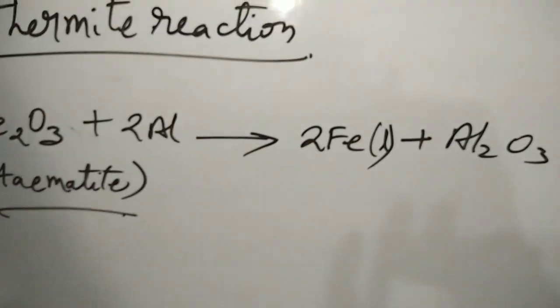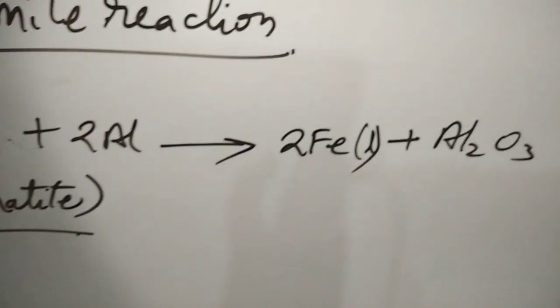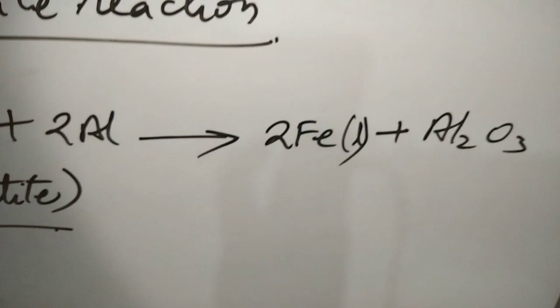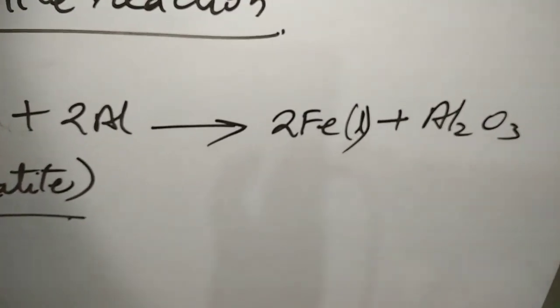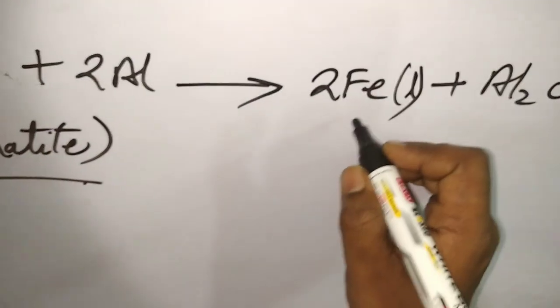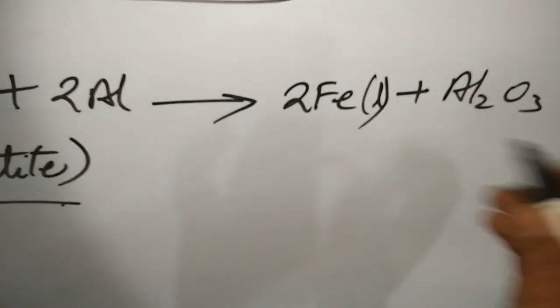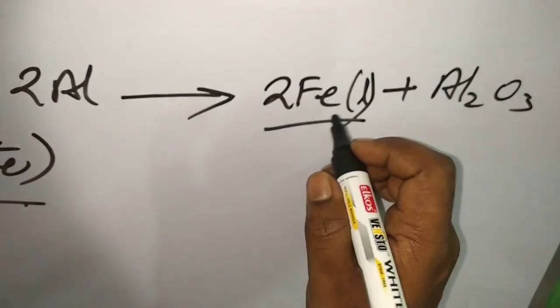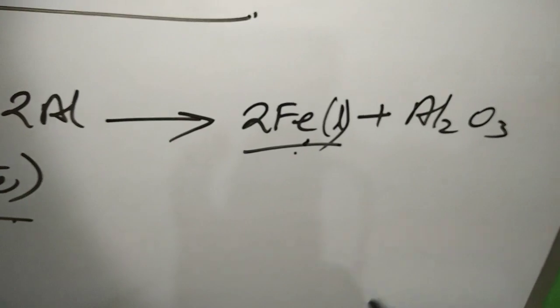And this is a daily application we see in the railway tracks when welding is done. By this process only welding is done. Okay students, understand? This liquid iron is only used.